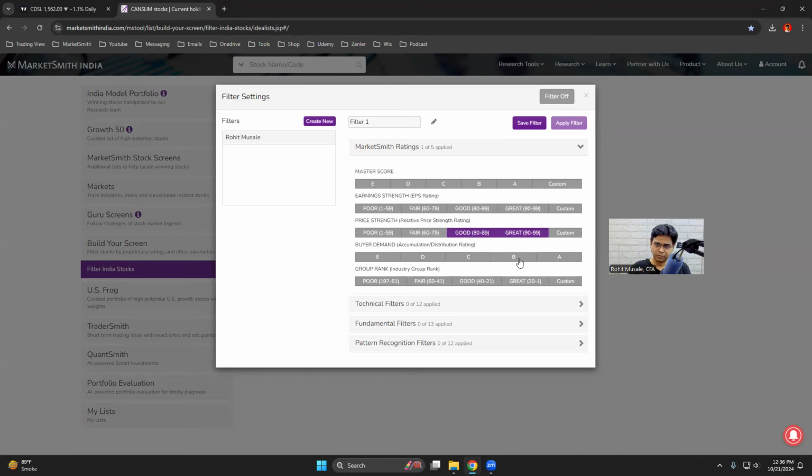Then buyer demand, you click on A and B. Okay. This represents stocks which have strong institutional demand. Number 3, you click on good and great.